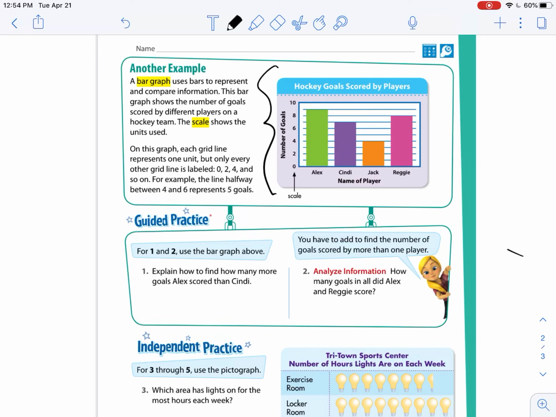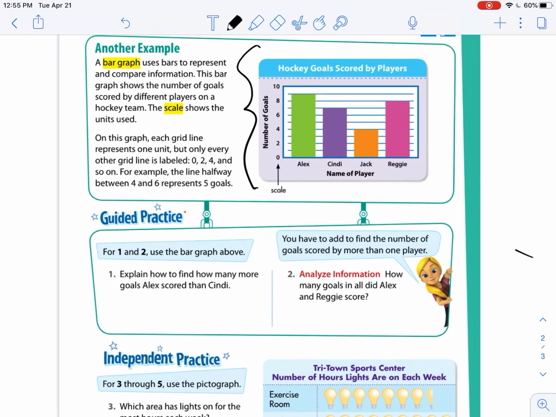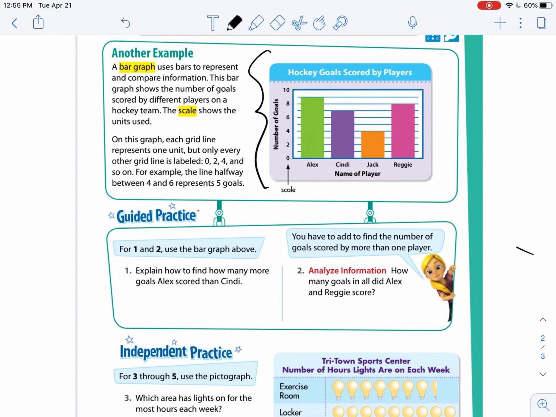This goes 2, 4, 6, 8, 10, but notice there is a line in between those, so you can see that, okay, there really is ones, they just didn't put all the numbers there. So let's look at the guided practice that goes along with that bar graph as a review. Number 1, explain how to find how many more goals Alex scored than Cindy.